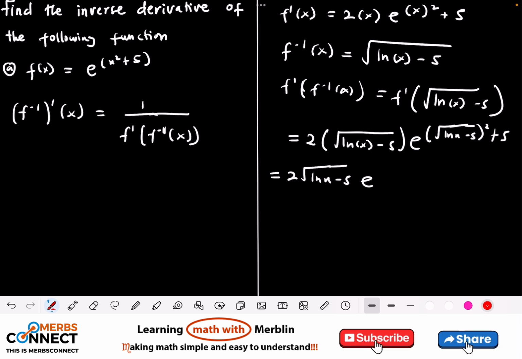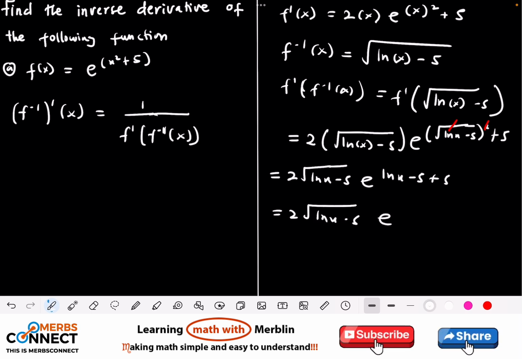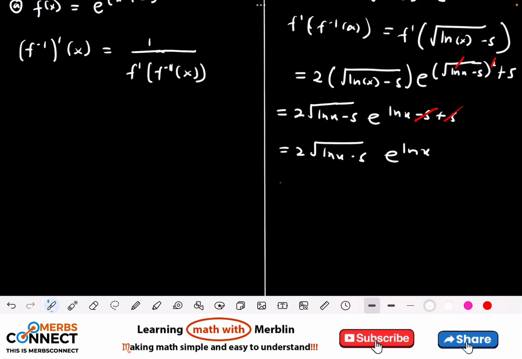So now this will cancel this. So we are going to have ln x minus 5 plus 5, and this is going to give us ln x minus 5 e to the power. Then this guy too will cancel this guy here. So things are getting amazing. Then we have this. And guess what is going to happen again? This is 2 root of ln x minus 5.